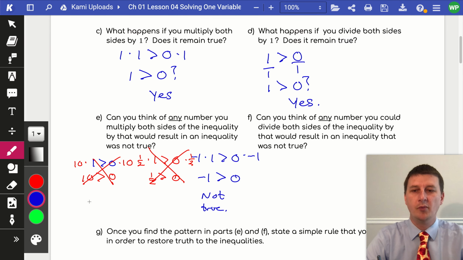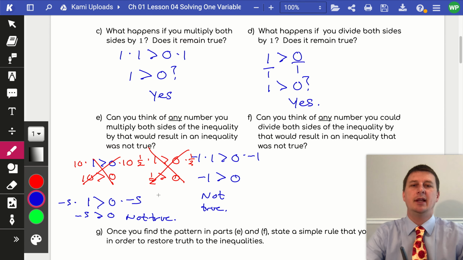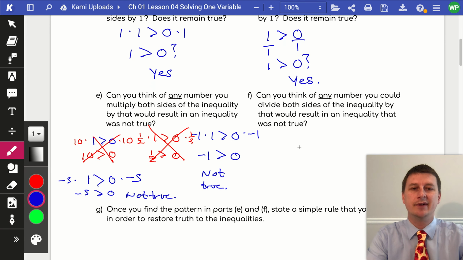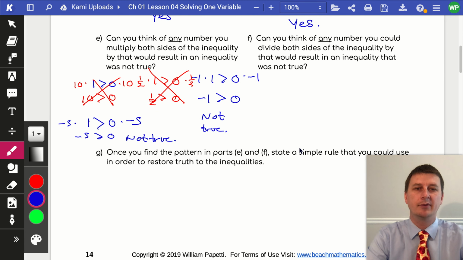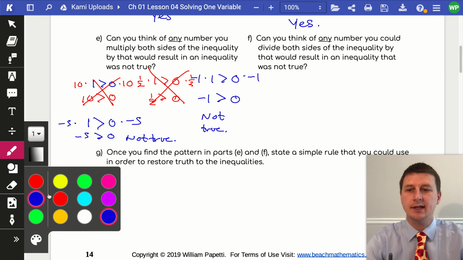Let's try it one more time to make sure it works with another negative number. Let's multiply by negative 5 on both sides. Negative 5 times 1 is negative 5, and 0 times negative 5 is 0. And again, not true, because negative 5 is definitely not greater than 0. So this is not true right here. So using that same logic, we're going to think of any number we could divide both sides of that inequality by that would result in an inequality that was not true.